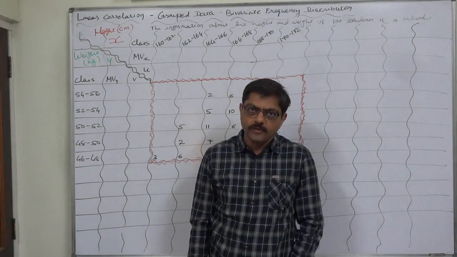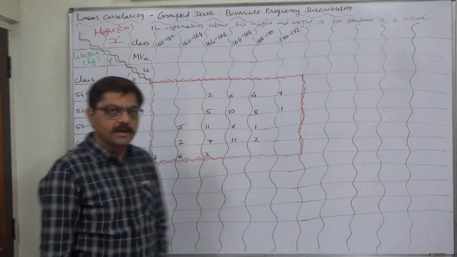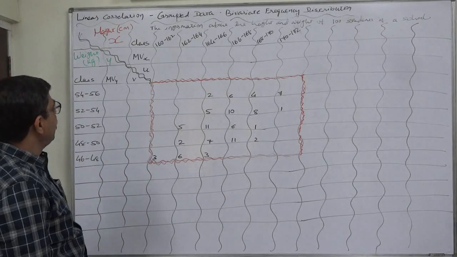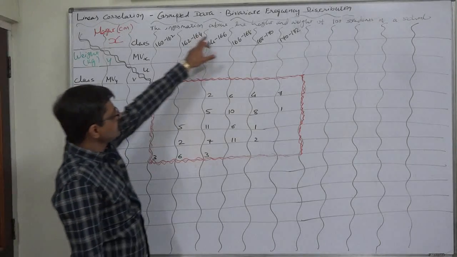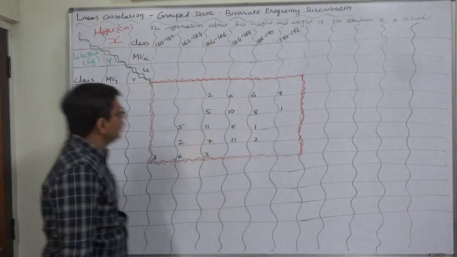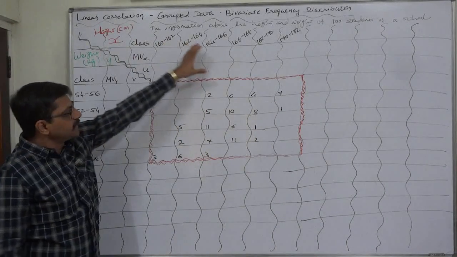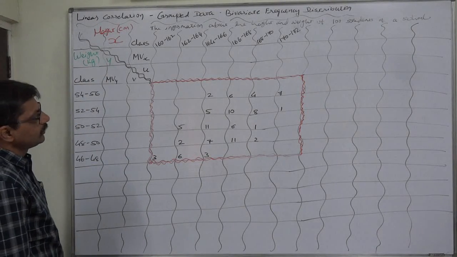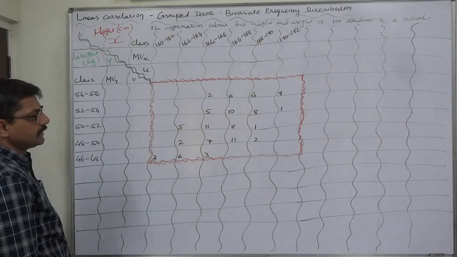Case of coefficient of correlation for a group data or bivariate frequency distribution. This time we have the information about the height and weight of 100 students of a school. Height in centimeters and weight in kilograms. And we need to find out the coefficient of correlation between these two variables.